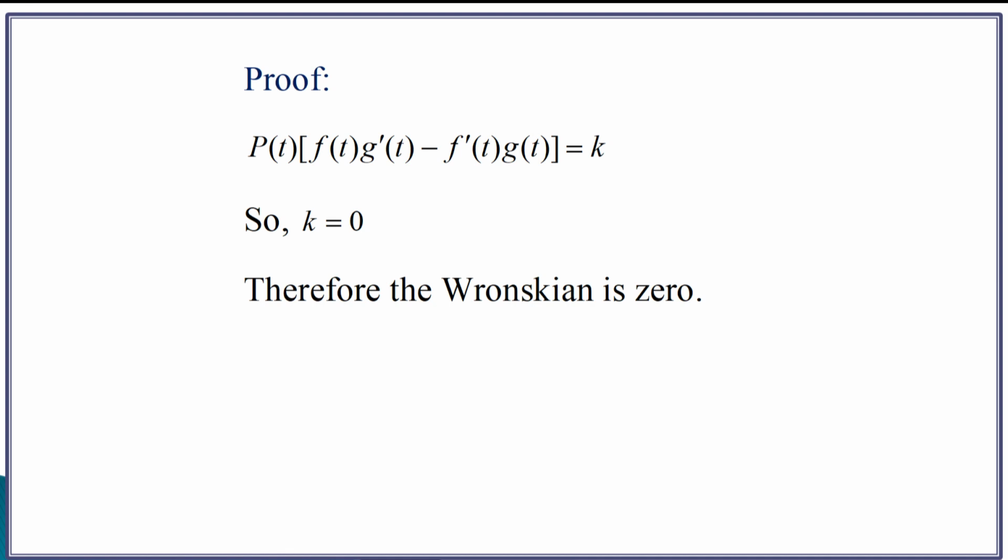Therefore the left hand side is basically the Wronskian: f of t into g dash t minus f dash t into g of t, which is the Wronskian of the two solutions f and g. So the Wronskian becomes 0. Since the Wronskian becomes 0, they become linearly dependent.